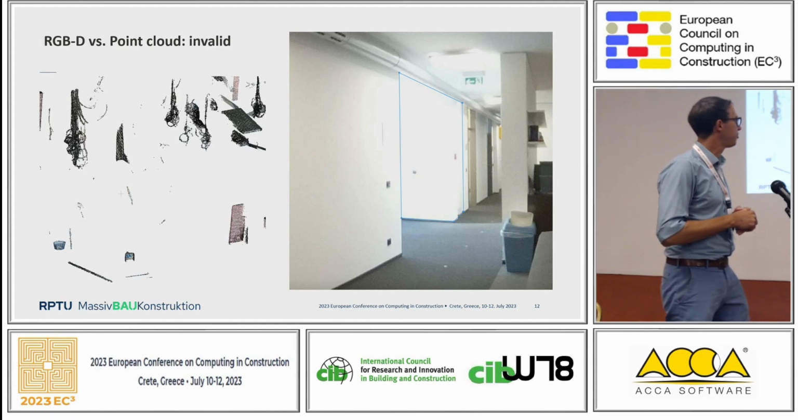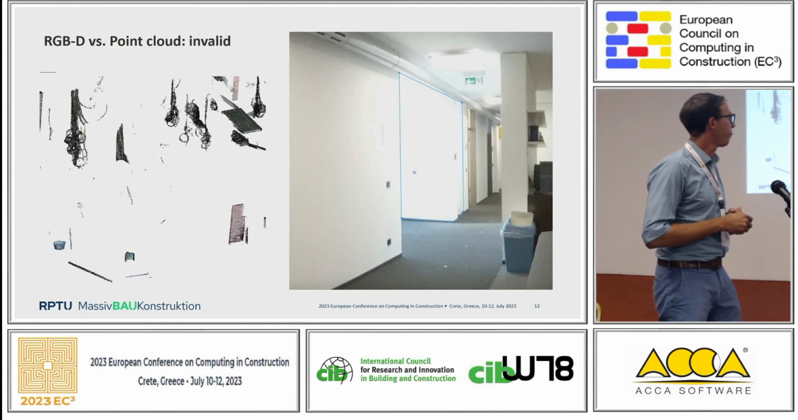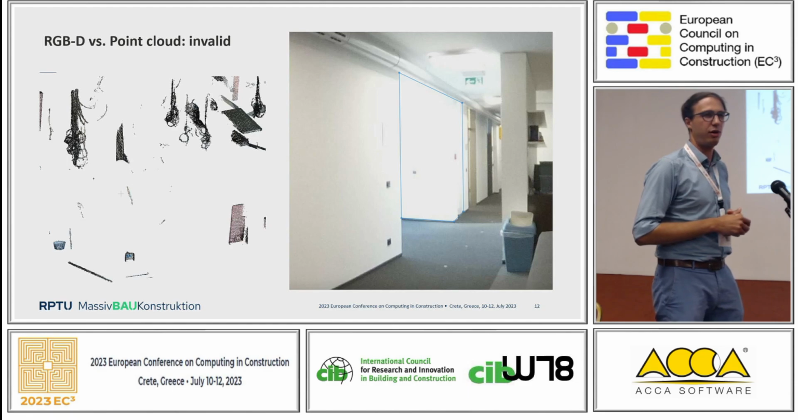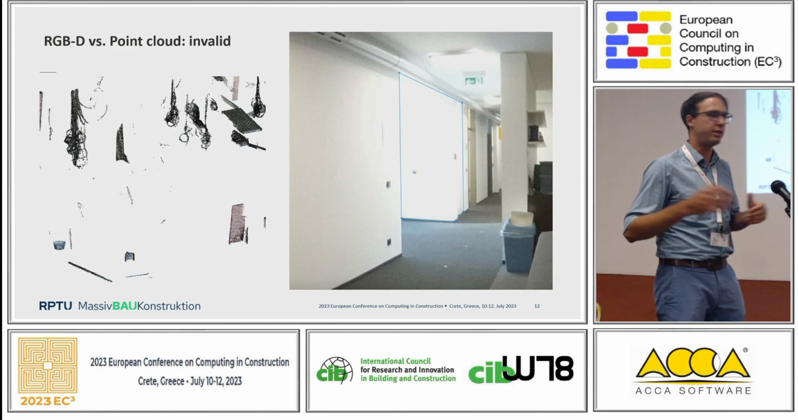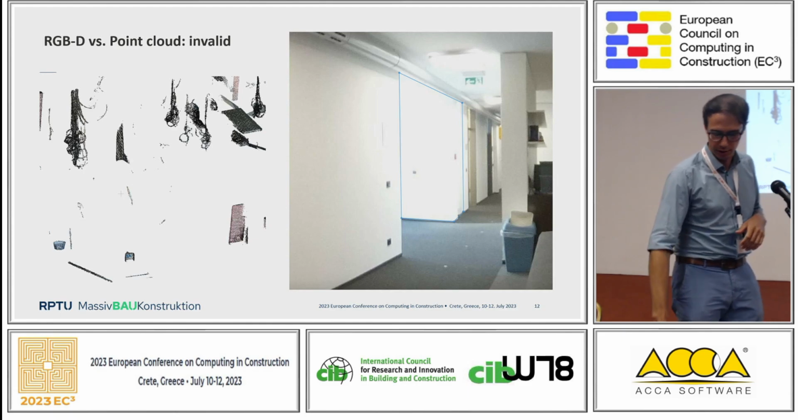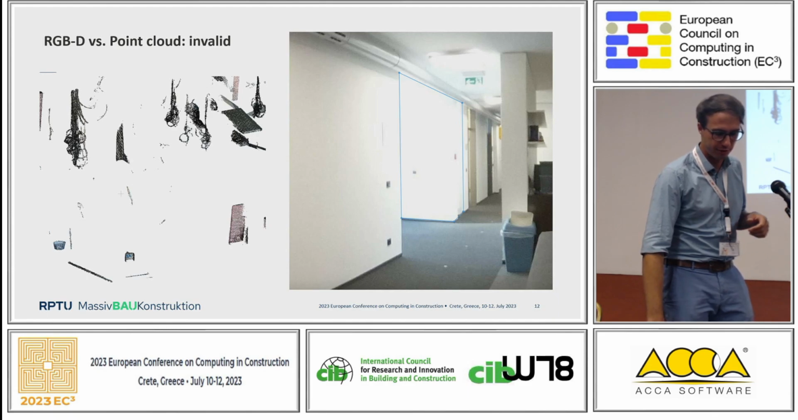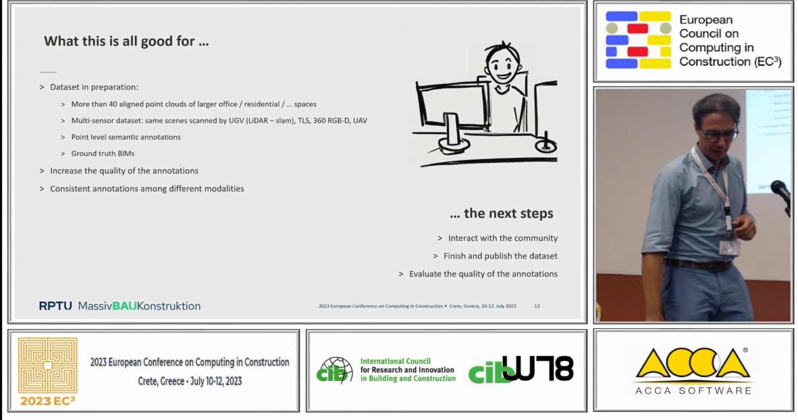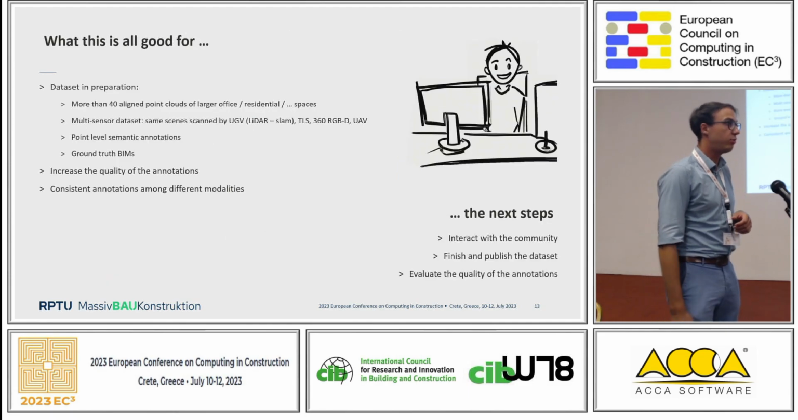And then for the RGB-D images, we have a lot of overexposure that was due to the sensor used. Nevertheless, all the rest is going to be an invalid class. On the left side, you see the point cloud from a building under construction with a lot of stuff hanging around and so on. So, what is all this good for?